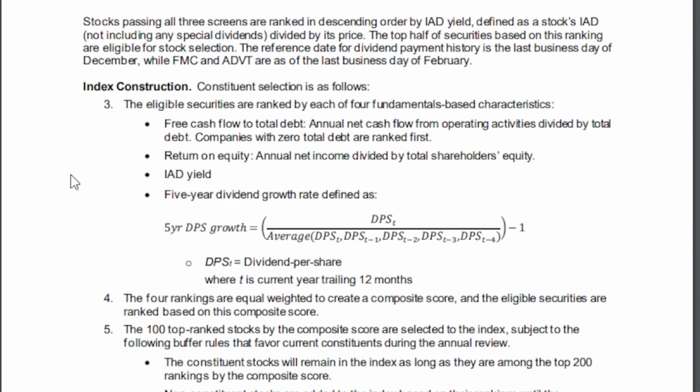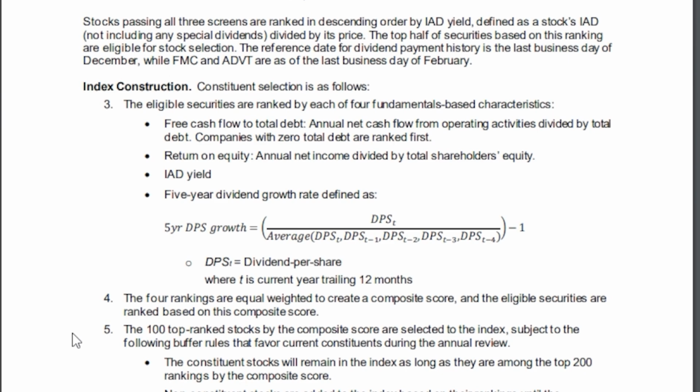It then says the 4 rankings are equal weighted to create a composite score, and the eligible securities are ranked based on the composite score. The top 100 ranked stocks by the composite scores are selected to the index, subject to the following buffer rules that favor current constituents during the annual review, which are the constituent stocks will remain in the index as long as they are among the top 200 rankings by the composite scores.